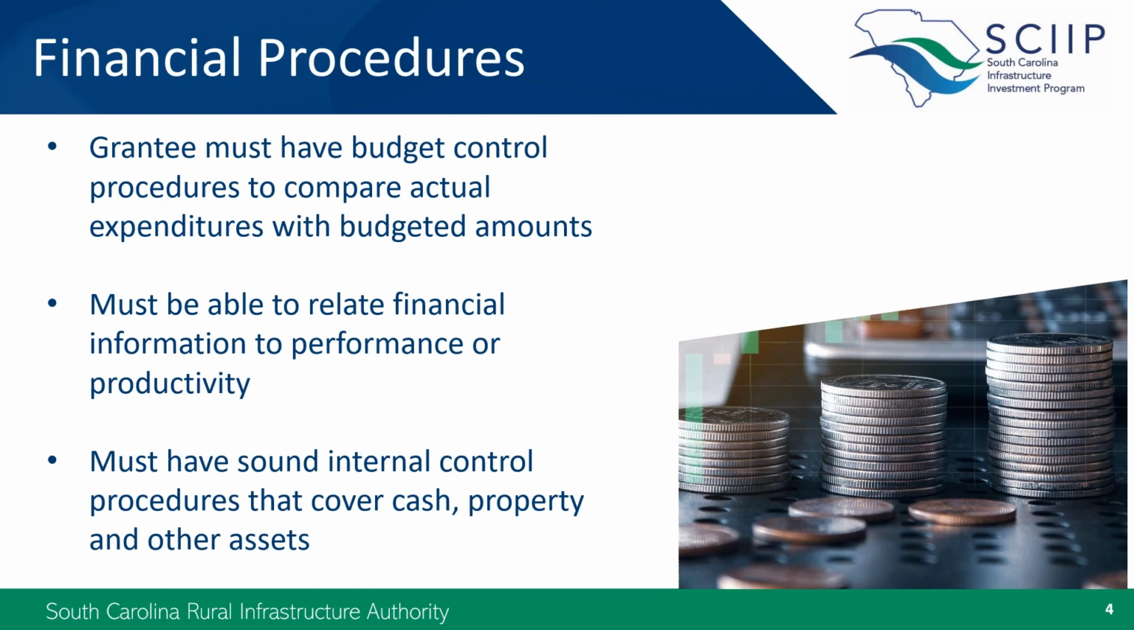Grantees must have sound internal control procedures to account for all transactions accurately, whether that involves cash, property, or other assets. These procedures should include things such as segregating staff duties, obtaining and documenting proper approval for disbursements, and reviewing and reconciling transactions with bank statements on a regular basis, i.e. monthly. Grantees must adequately safeguard all property and other assets and ensure they are used solely for authorized purposes.